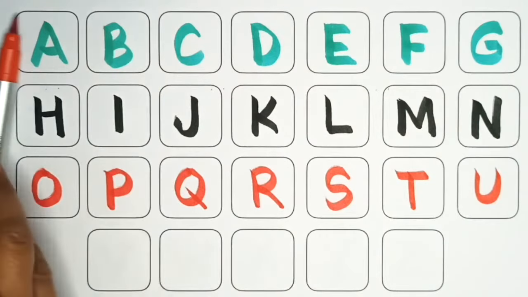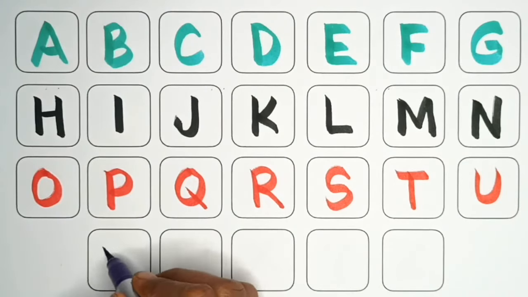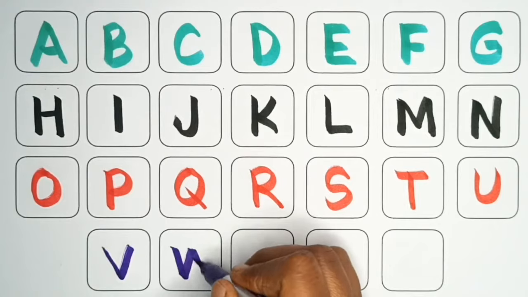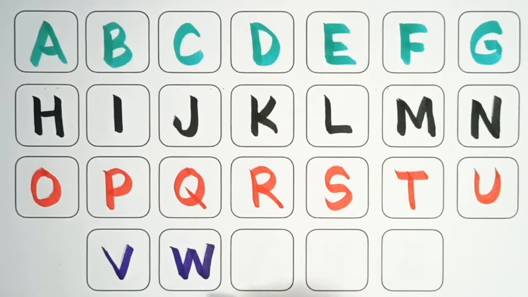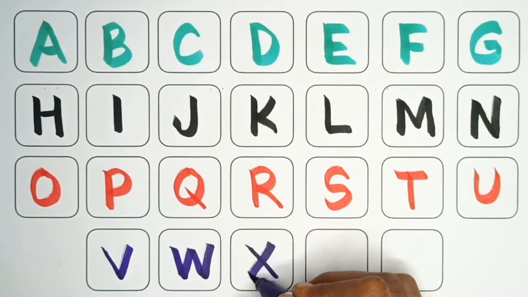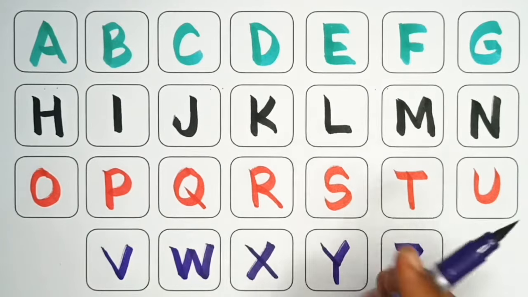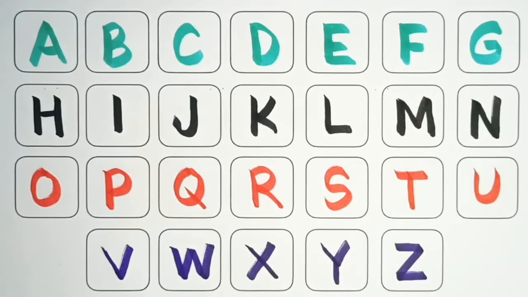V, V for van. W for watch. X for xylophone. Y for yak. Z for zebra. Violet color. Thank you.